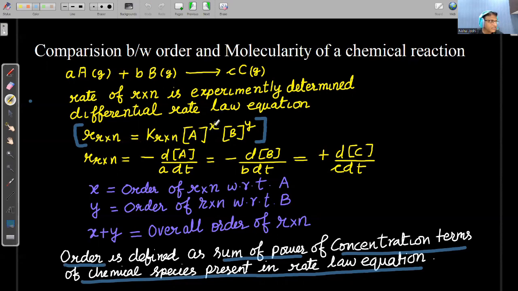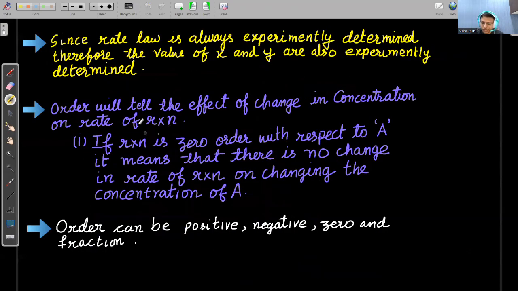If it is a zero order reaction, then on changing the concentration of A, there is no effect on the rate of reaction. So the order will tell you how the rate of reaction will change on changing the concentration of the chemical species present in the rate law equation. If the reaction is zero order with respect to A, it means there is no change in the rate of reaction on changing the concentration of A. We have discussed this, right?